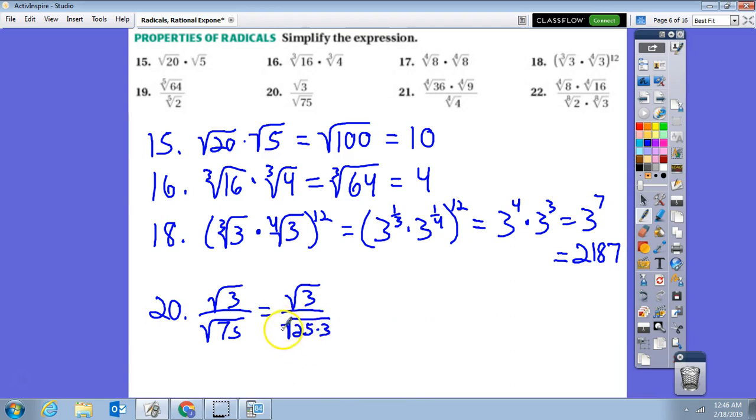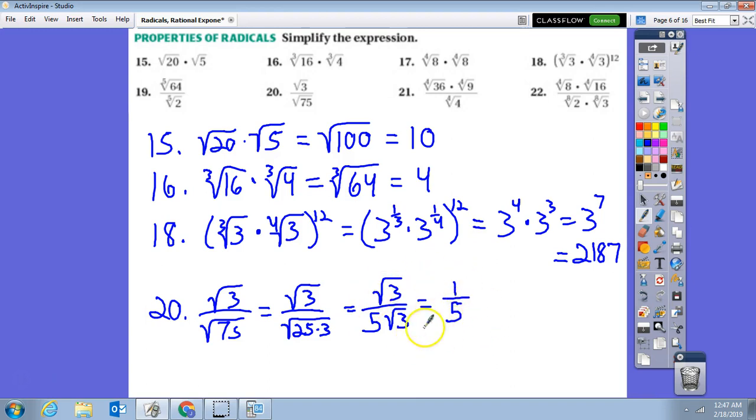This is a square root. How do I know it's a perfect square? I have them memorized. You may need the calculator to help you. But 25 divides into 75 3 times. What is the square root of 25? 5. And then this 3 stays on the inside. Now notice I have a square root of 3 on the top and the square root of 3 on the bottom. So this would actually cancel out to 1 over 5. Because this divides evenly into 1.